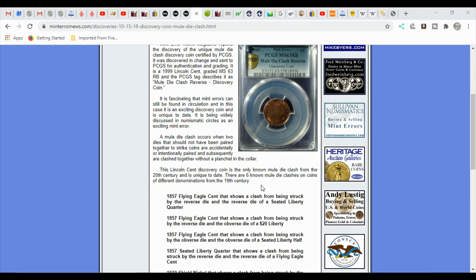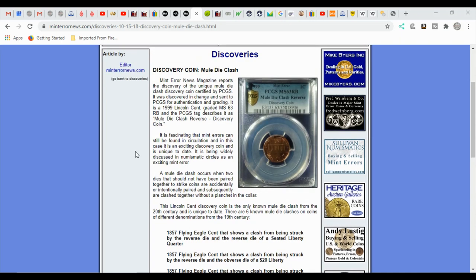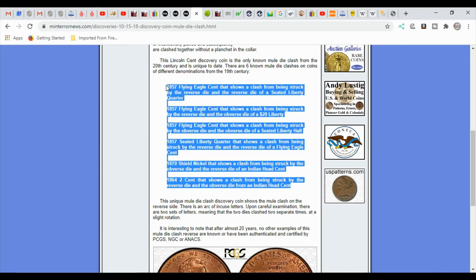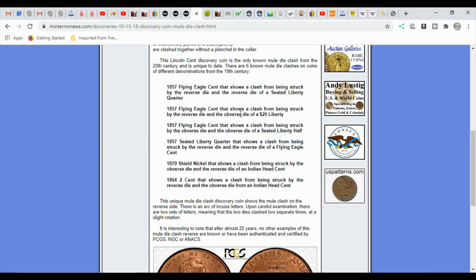Now, I heard there might be another one found. I'm not sure. I had someone approach me about it. They were telling me they were sending it in, or sending it to somebody. So here's other Mule die clashes that are of interest, that are worth some money. You have the 1857 Flying Eagle cent that shows the clash from being struck on the reverse die of a Seated Liberty quarter. And then, of course, the $20 Liberty.